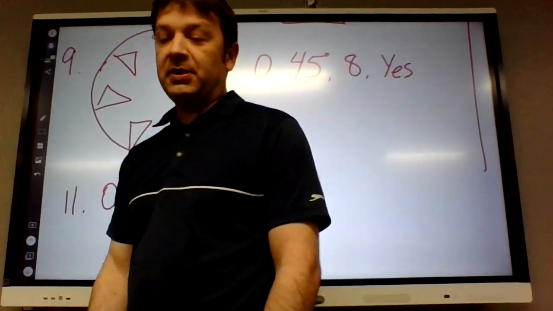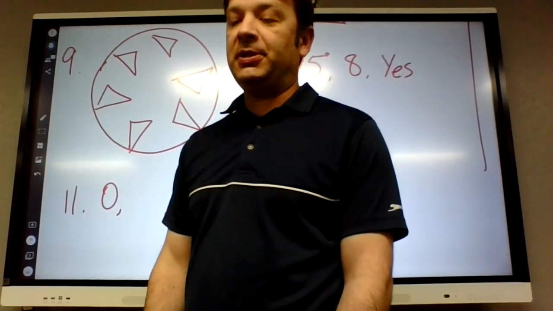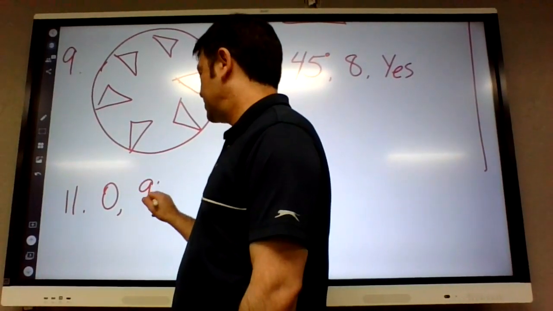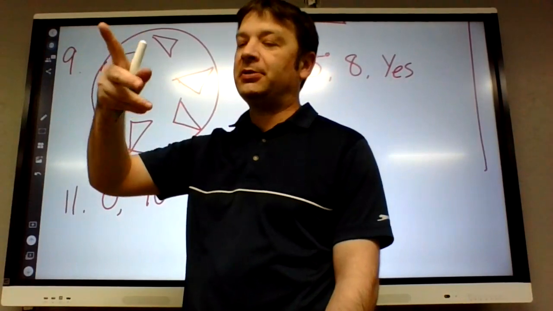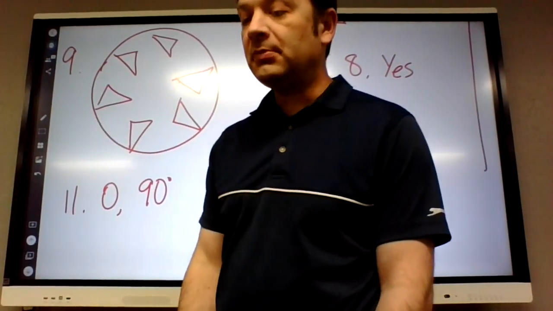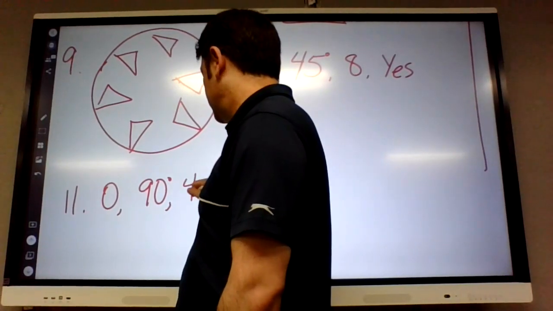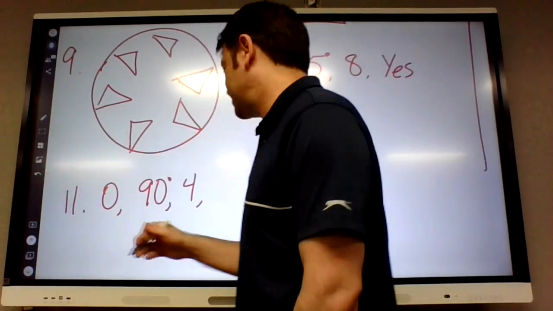Alright. Does it have rotational symmetry? Yes. How many degrees? 90, because each corner of that square goes to the top, that's a 90-degree turn, right? A quarter turn. Okay, so what's the order if it's 90 degrees? 4. Does it have point symmetry? Yes. If you turn it 180, it looks the same, yes.